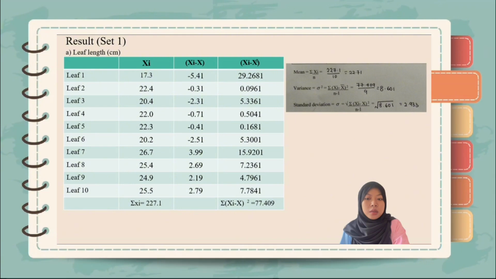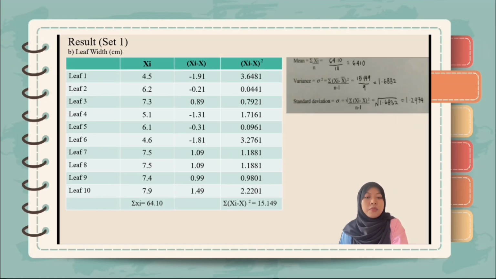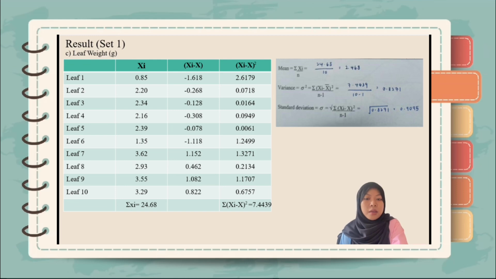So here is the data for set 1 left leg. We got mean 22.71, variance 8.601, and standard deviation is 2.933. Next is the data for set 1 left right. We have mean of 6.410 and variance of 1.6832, and standard deviation is 1.2974. And lastly is the data for set 1 left leg. We got mean is 2.468 and we got variance of 0.8271 and standard deviation is 0.906.